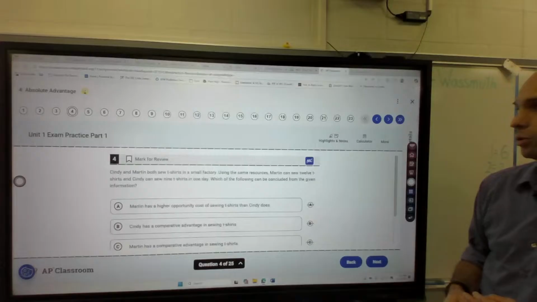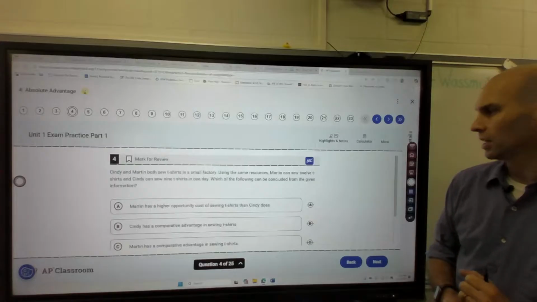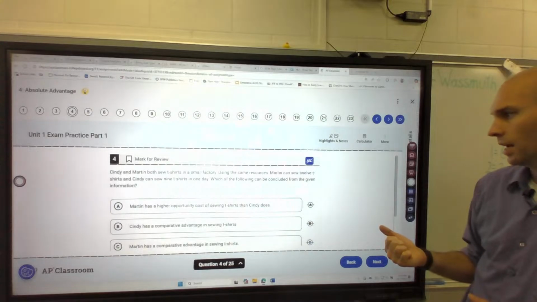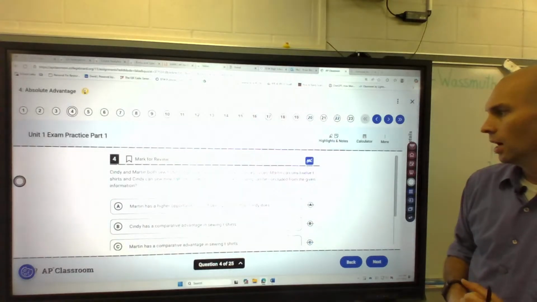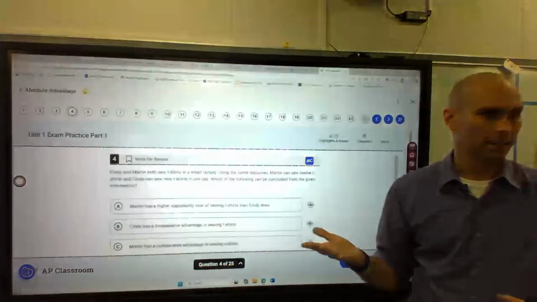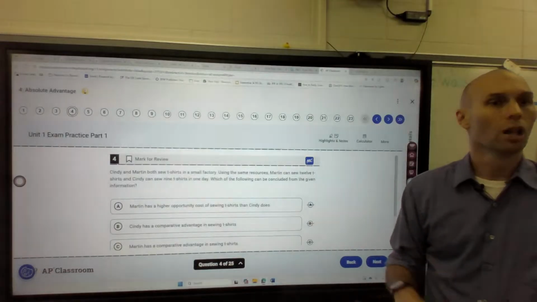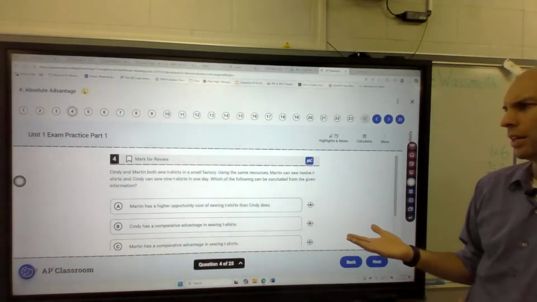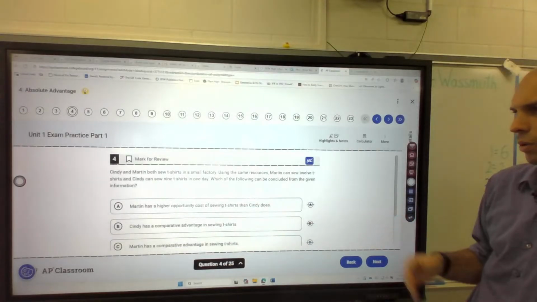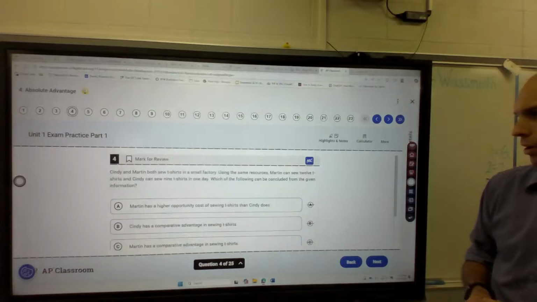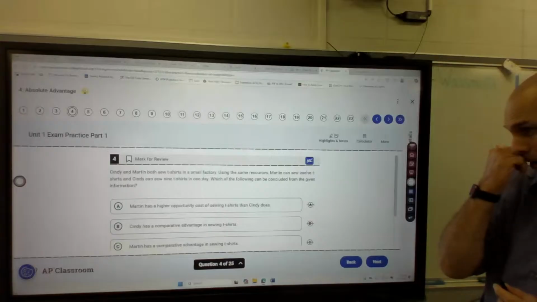Cindy and Martin both sew t-shirts in a small factory. Using the same resources, Martin can sew 12 shirts and Cindy can sew 9. Given that information, Martin has the absolute advantage, and therefore he can produce a good at a lower cost. Now, we don't know what the opportunity cost is, so it's a tricky one. So with only this information, let's see, Martin has a higher opportunity cost of sewing t-shirts than Cindy does. We don't know that. Cindy has comparative advantage of sewing shirts.